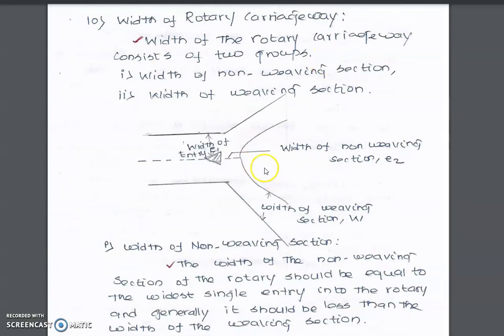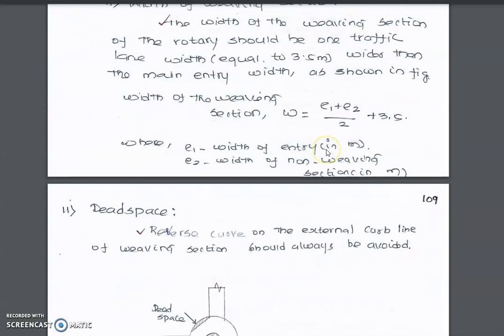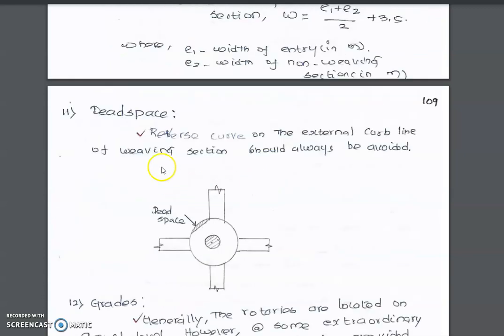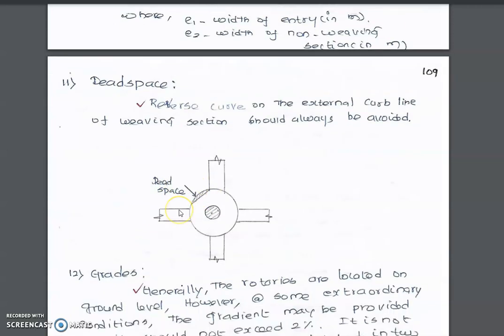Then the width of the rotary carriageway. This is the carriageway, and the width we have to calculate with the entry width. The width of the non-weaving section is E2, the width of the weaving section is W. So W is equal to (E1 plus E2) divided by 2 plus 3.5, where E1 is the width of the entry in meters, and E2 is the width of the non-weaving section in meters. Then dead space: this area which we don't use is called dead space.